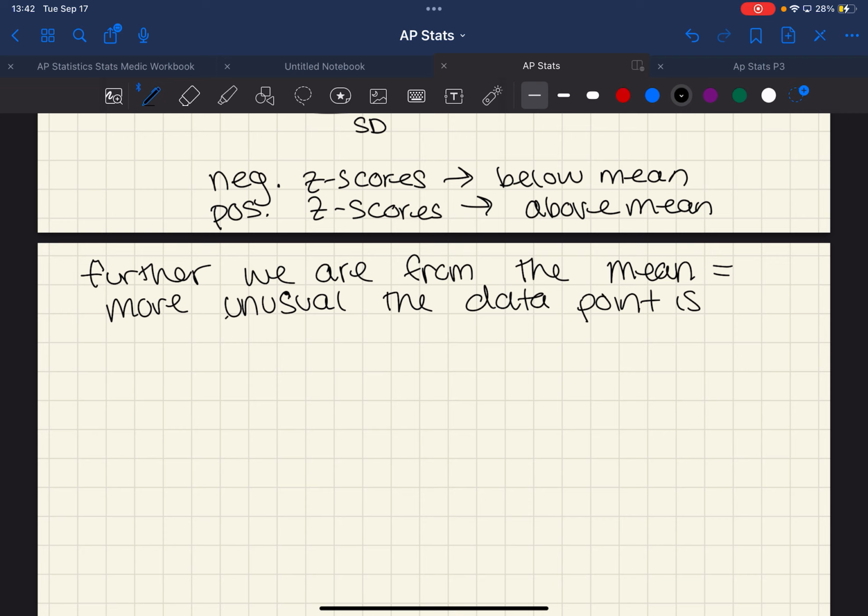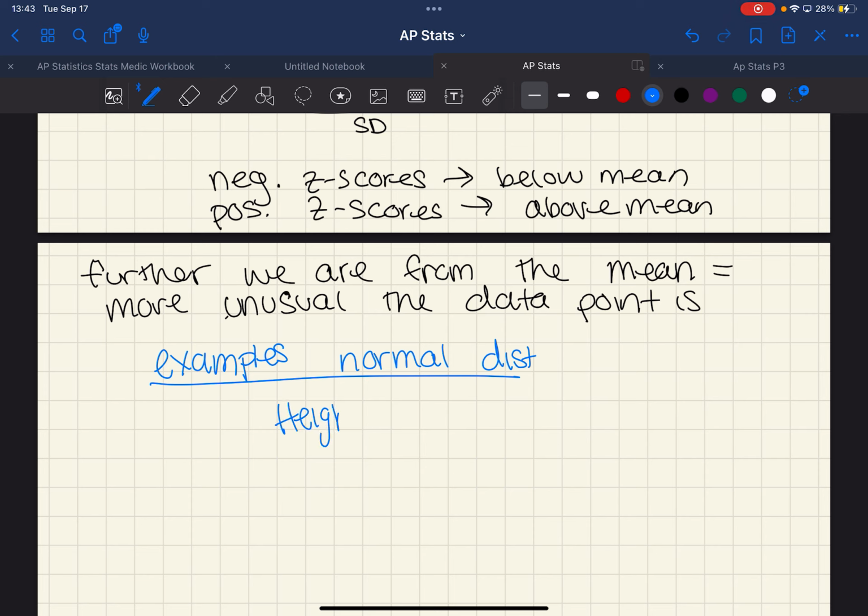Okay, so here are some examples of normal distribution. These examples include height, IQ scores, blood pressure, and income. But there's several different types of examples. Those are just a few.